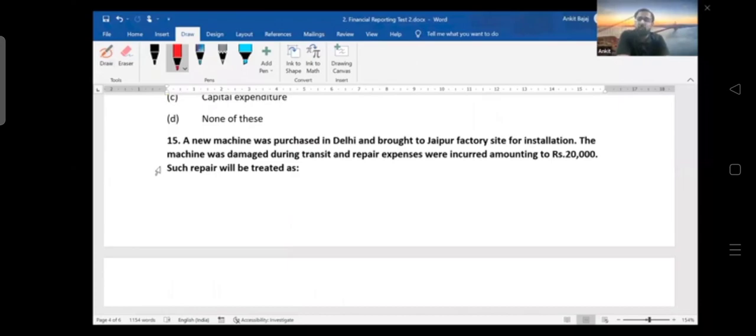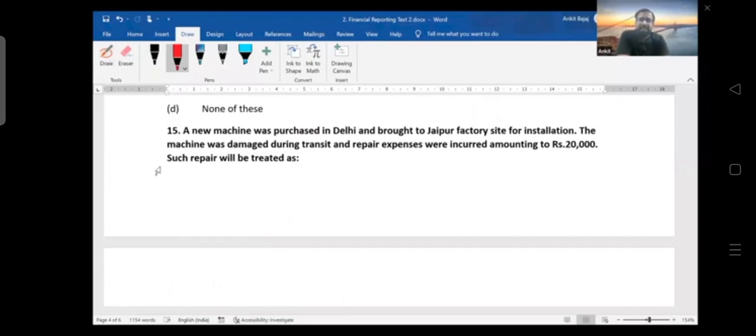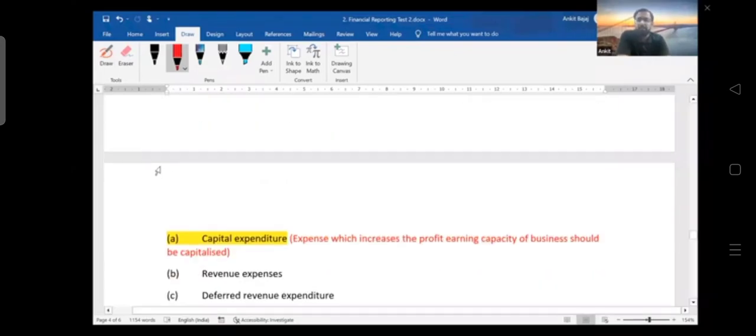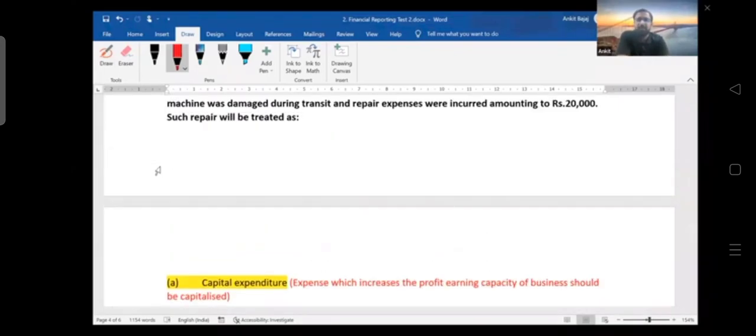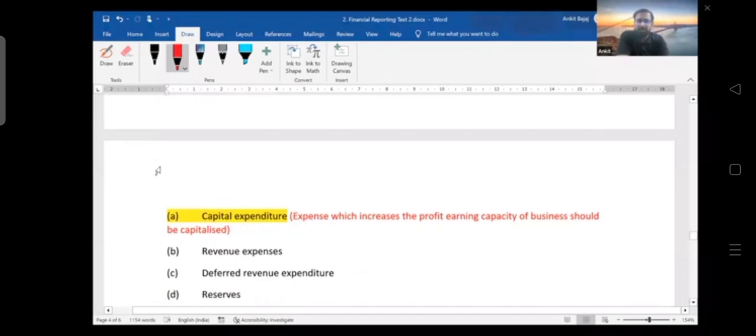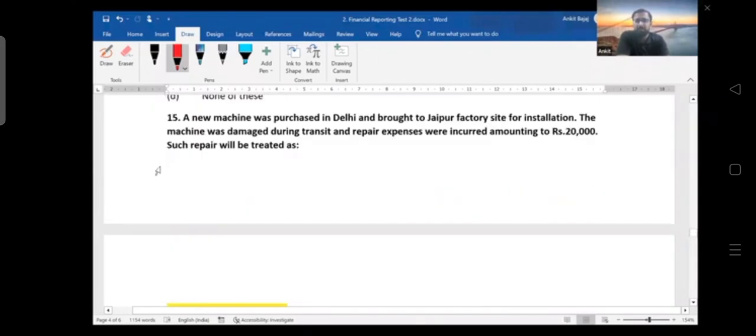Question number 15. A new machinery was purchased in Delhi and brought to Jaipur factory site for installation. The machine was damaged during transit and repair expenses were incurred, amounting 20,000. Such repair expenses would be considered as a capital expenditure, revenue expenses, deferred revenue expenditure, reserves.